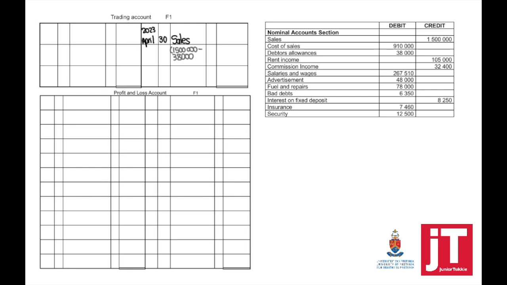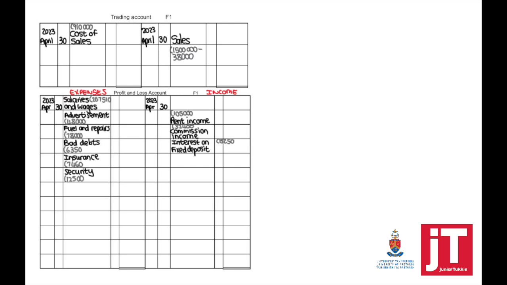Debtors allowances is always closed off to sales. That is your first closing transfer. Then sales is closed off to the trading account. Then cost of sales is closed off to the trading account. And now we can complete. All our income will always appear on the credit side and all our expenses will appear on the debit side. Make sure that you show your calculations in brackets. So now, once I've shown this in brackets, I actually do not need to refer back to the pre-adjustment trial balance with the figures in the nominal account section, because everything is written here for me.